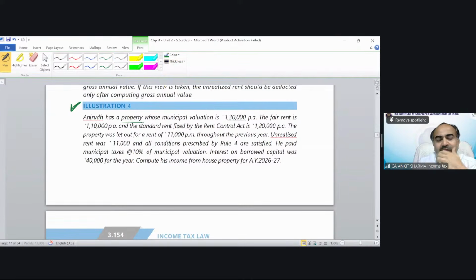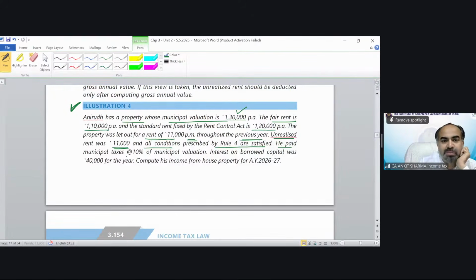Aniruddha has a property. As I have told you, you do not need to mention case number A, B, C, D, E in the examination. It just makes clear how I need to solve this question. You will see in this question, Aniruddha has a property whose municipal valuation is 1,30,000. The fair rent is 1,20,000. Standard rent is 1,20,000. The property was let out for a rent of 11,000 per month throughout the previous year. Unrealized rent was 11,000 and all conditions prescribed by rule number 4 are satisfied.